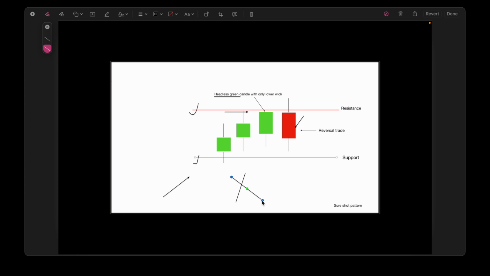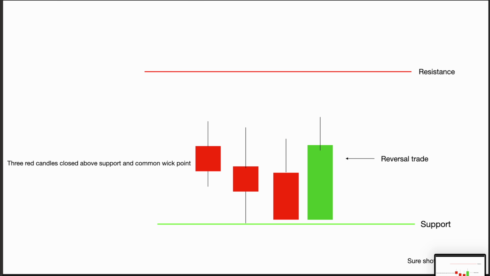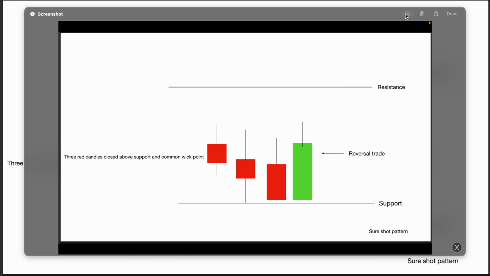But the green candle needs to be a headless green candle with only a lower wick and no upper wick. Okay, this is the third kind of short pattern which I really like and which I really use in the OTC market. The wick size doesn't really matter, it can be bigger or smaller, but the logic here is that all the three green candles should close below our resistance area, and the last green candle should be like an ice cream stick, which has only a lower wick and no upper wick.